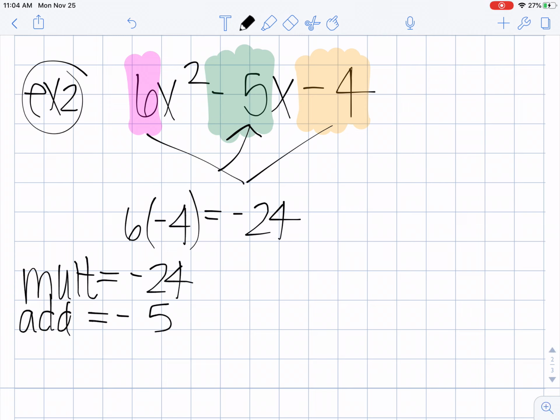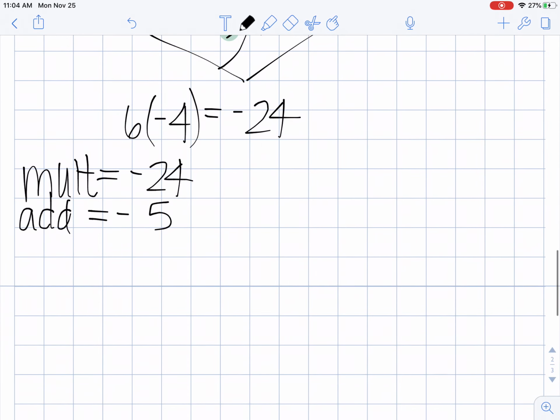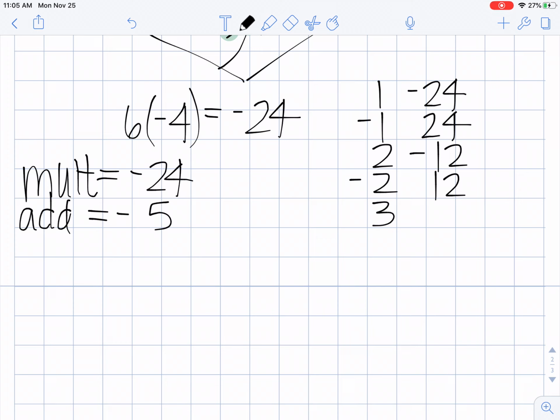So the best way to do this is to list out all the factors of 24. So I can do a positive 1 times a negative 24, or I can do a negative 1 times a positive 24. 2 times negative 12 is negative 24, or negative 2 times positive 12. I could do a positive 3 times a negative 8, or a negative 3 times a positive 8. I can do a positive 4 times a negative 6, or negative 4 times a positive 6. Those are going to give me all my factors of negative 24.